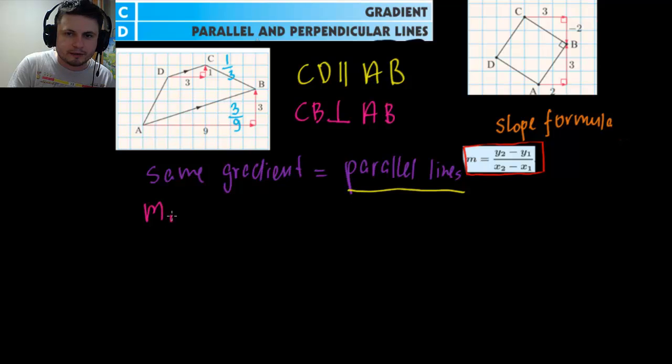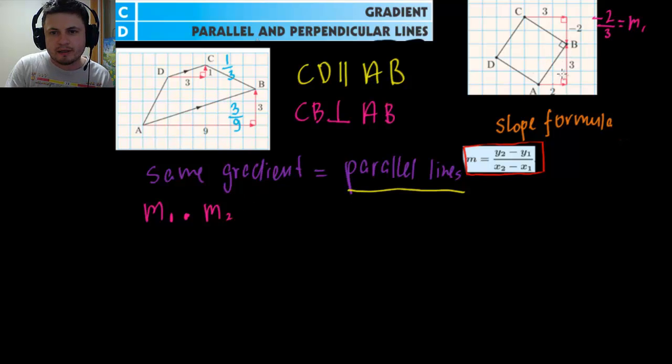So you take the first gradient, M1, and in this case, you basically calculate it by dividing. We can actually do it on the side right here. Let's find the gradient of CB. It's -2 divided by 3, or -2/3. This is our gradient number 1. And then you multiply, this is a multiplication sign, by the gradient of line 2. And in this case, the gradient of AB is 3 divided by 2. This is M2. And their product, their multiplication product, has to be equal to -1 for these two lines to be perpendicular. So this will give you perpendicular lines.